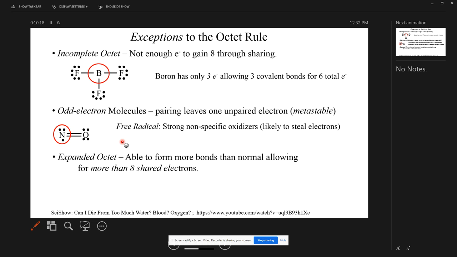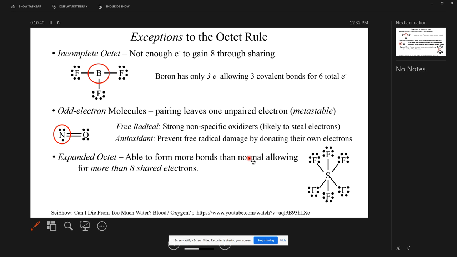And so a marketing term you sometimes hear is, oh, buy this product, it's got antioxidants. Antioxidants prevent free radical damage, blah, blah, blah, because they kind of throw themselves at the free radical and say, take my electrons, so that it doesn't take it from your proteins or DNA, and that's generally a good thing. And then finally, the most common is the expanded octet.